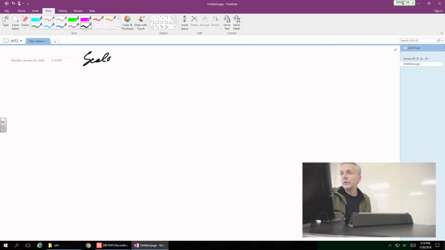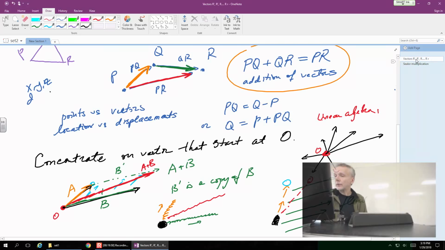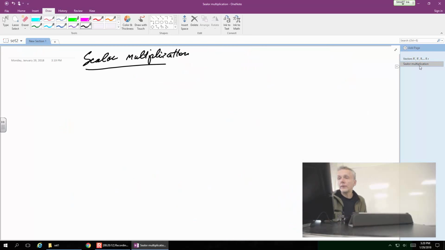So scalar multiplication. This was vector addition, that's how we add them. And now scalar multiplication. You can also certainly think of how you can interpret scalar multiplication. What is a scalar multiplication? You really scale your, say, force. You can scale it by 2.